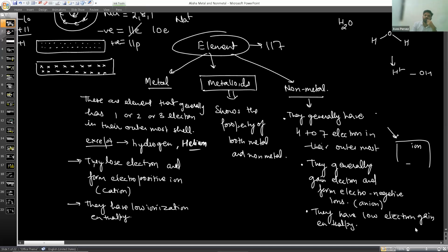Sir, non-metals have high electron gaining enthalpy, right? Sorry, they have low electron gain enthalpy because they can easily gain electrons. Ionization energy is the energy for losing electrons, and electron gain enthalpy is for gaining. Okay, understood. Next.